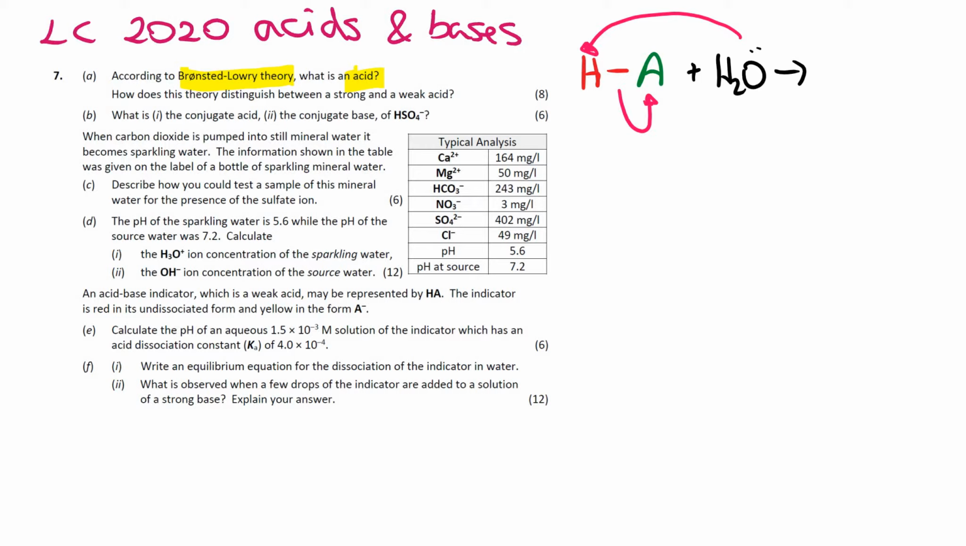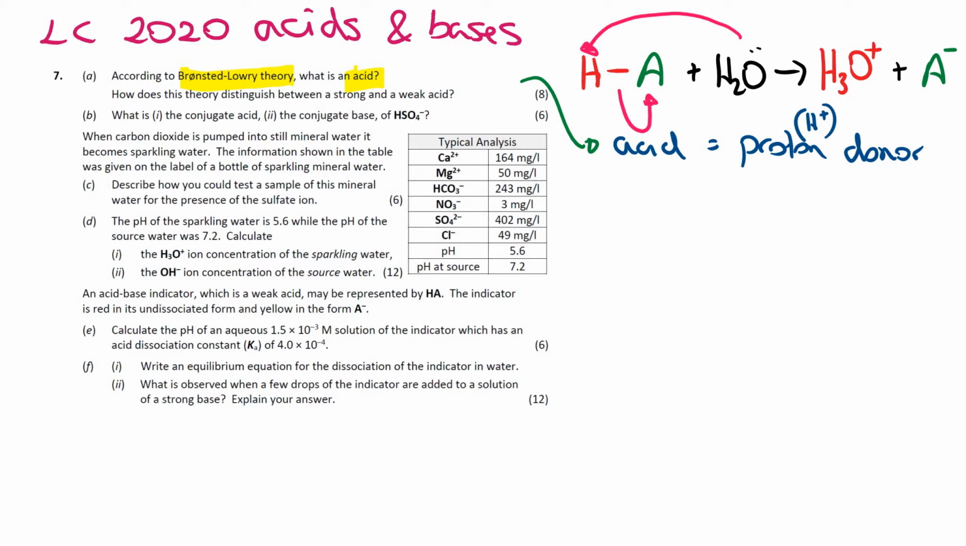If you want to know more about the curly arrows and a reaction mechanism, have a look at the organic chemistry part of the site. You end up forming H3O plus, the hydronium ion, and your A minus. So according to Bronsted-Lowry, an acid is any molecule that is able to donate a hydrogen ion or a proton. Here it's a proton donor, a proton being an H plus ion.